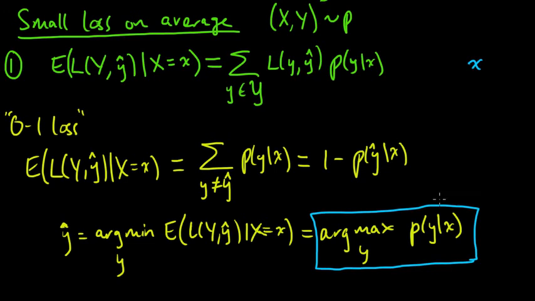So the key quantity here, let me just point out, this conditional distribution p of y given x is the key quantity that we needed to solve this problem. So this is the important piece.